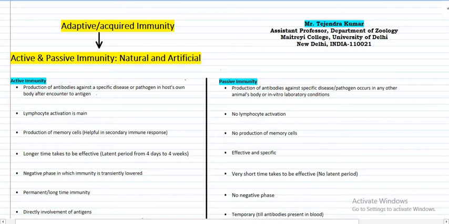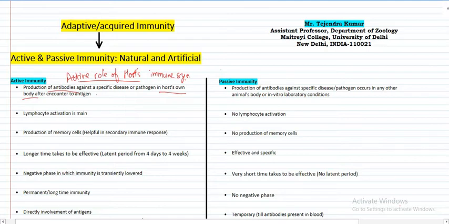So active immunity is that immunity which is produced in the host's own cell or own body, right? So if you are producing the antibodies in your own body, it means this is active immunity, because the host has an active role. Active role of the host's immune system, right? So if that is happening, then it will be called active immunity. Otherwise it will be called passive immunity.